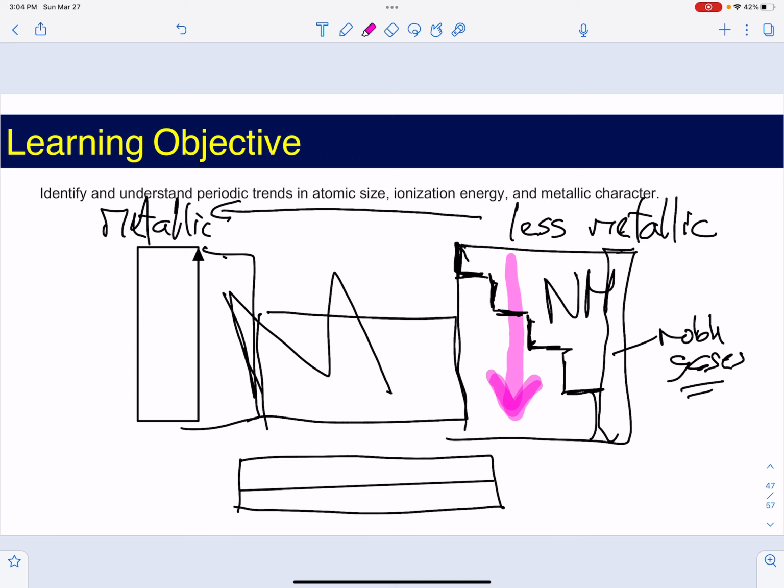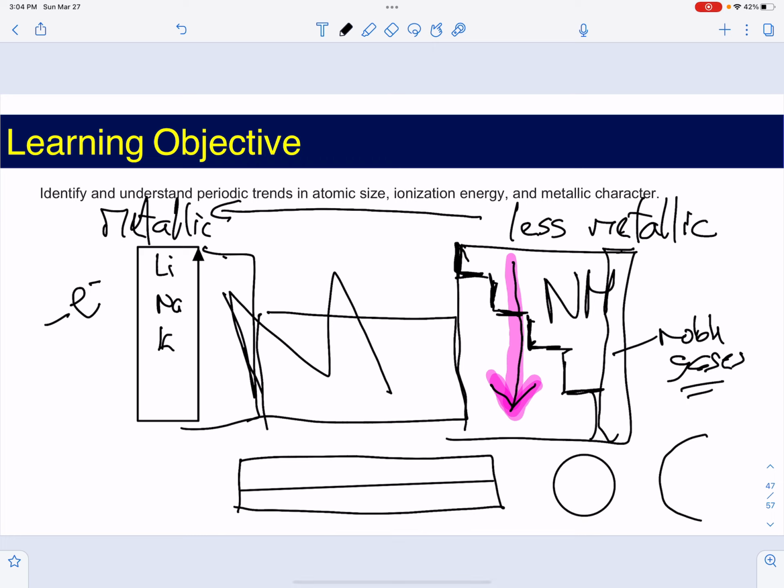How do you know which one is more metallic? Well, the way to see that is by going back to the size. Metals like lithium, sodium, potassium, and so on, they like to lose electrons. So as you go down a group, the atomic radius is increasing, right? Because you have more energy levels.